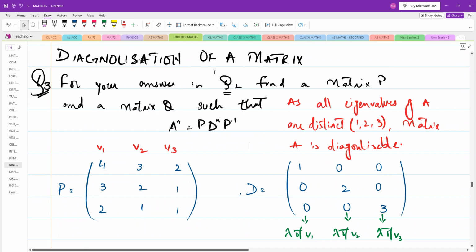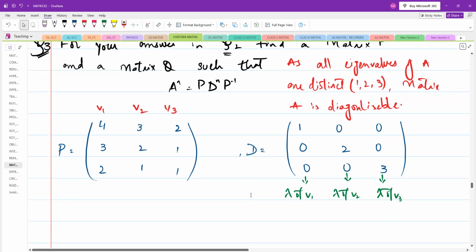What do I mean by that? Let us say you have to find A squared. Very easy to find A squared. However, what if you have to find A to the power of 100? You will not be able to. So essentially what we do is something called diagonalization, and it is actually very easy.